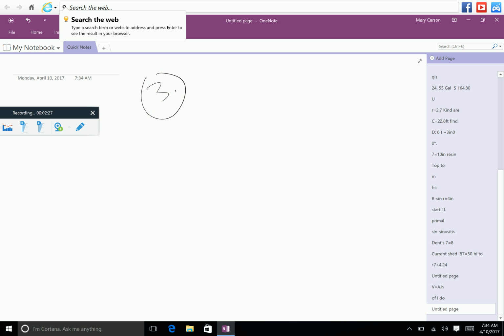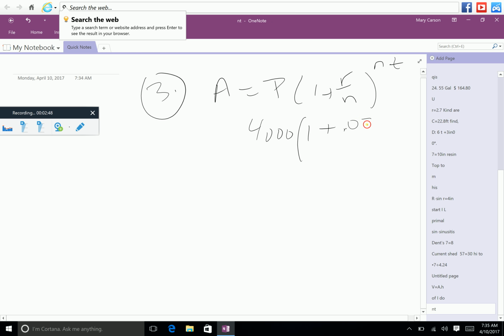Number 3 says, what would the final amount be for $4,000 compounding quarterly at 3% for 2 years? So that was the compound formula, which is this one. Your principal is 4,000, your rate is 3%, so 0.03, and it says compounded quarterly, so that means 4 times a year, and it was for 2 years. So when you plug this in the calculator, you should have done this first, then this, then to this power, then multiplied by this, and you should have gotten $4,246.40.